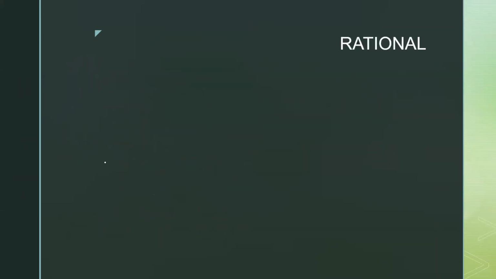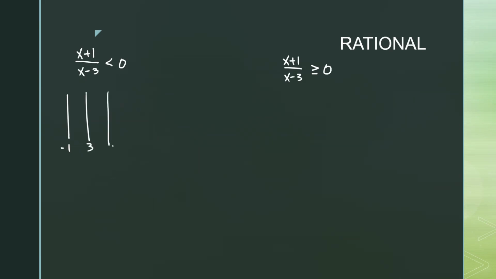So let's move to the rational. So for example, x plus 1 over x minus 3 less than 0. x plus 1 over x minus 3 again, but now I'll make it greater than or equal to 0. So in this case, the roots are -1 and 3. So let's write the infinities. Let's write the equations. This is simply f of x.